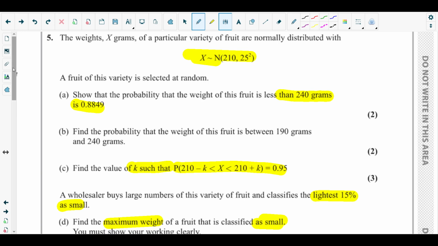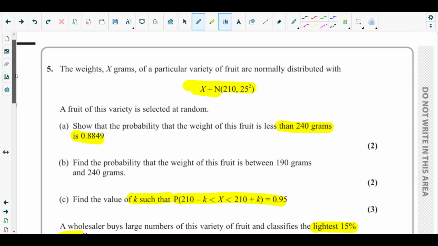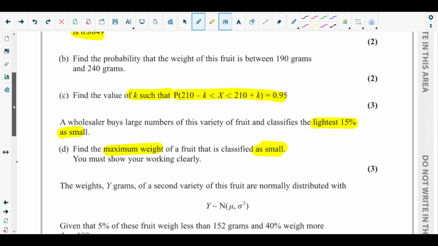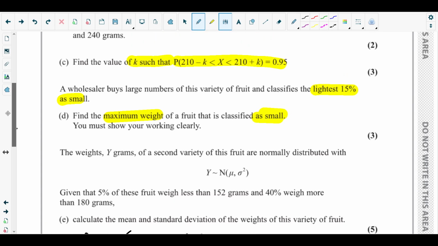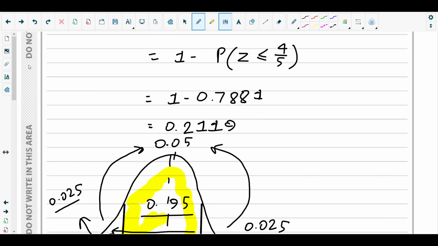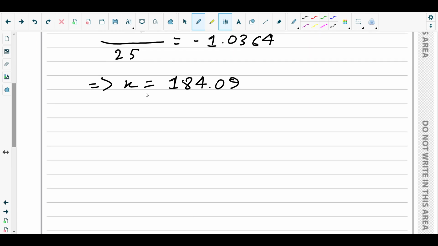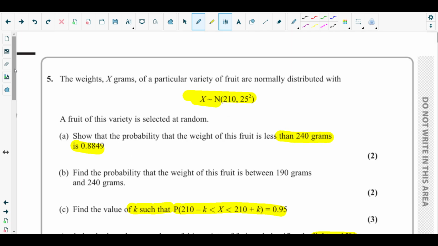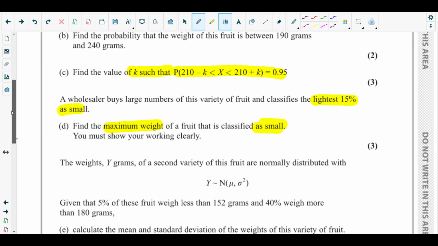Okay, now what should be the final value? Should it be in 1 decimal place or 3 significant figures? 3 significant figures, since they didn't mention anything, so give the final answer to 3 significant figures. Okay, so x is 184. The value for x is 184. Done. Part D is done. So they ask for maximum weight, so write the unit, that is grams. 184 grams.